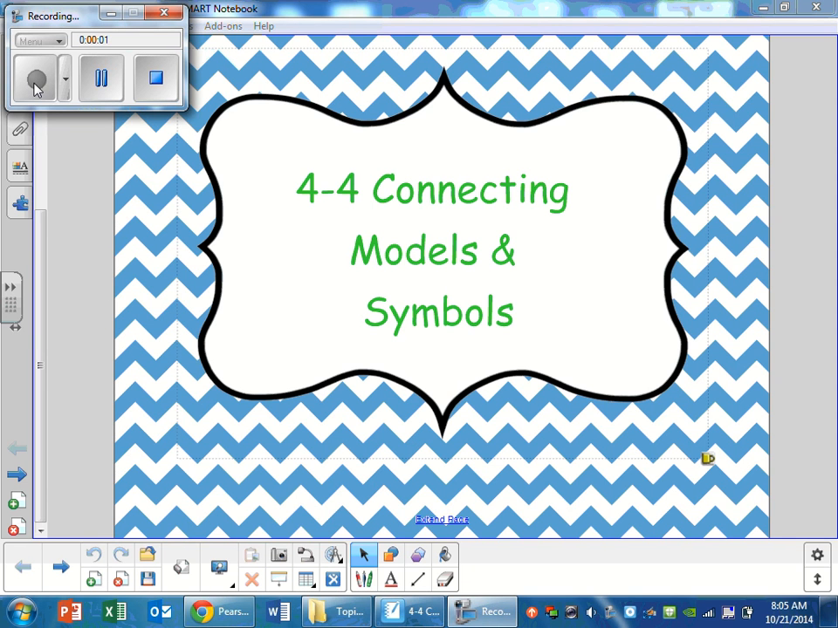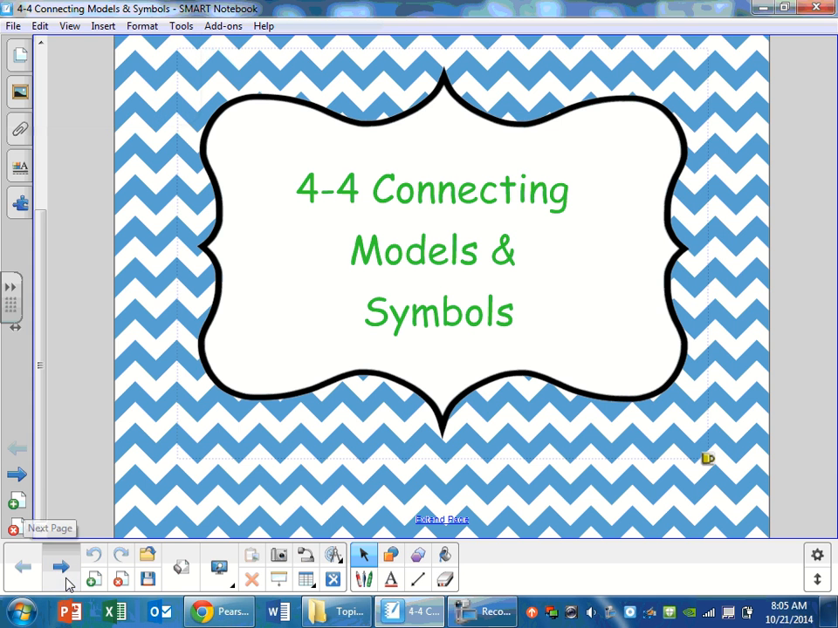All right, today we are going to talk about lesson 4.4, which is called Connecting Models and Symbols. And so go ahead and get out your spiral notebooks because we will be taking a few notes over what this lesson is all about.